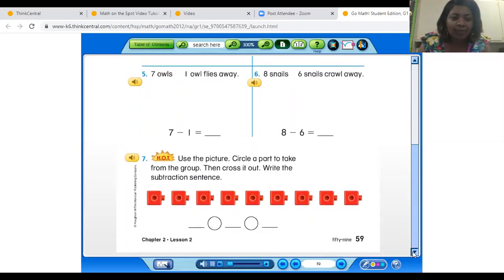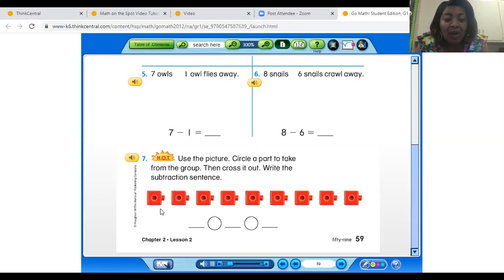Let's look at the hot problem. I want you to make up your own, and then I want you to write the subtraction sentence. So let's see. 1, 2, 3, 4, 5, 6, 7, 8, 9. There are 9 of those cubes. So I'm going to write 9 right here. I'm taking away because I'm writing a subtraction sentence, so I need to put my minus sign here. 9 minus, I think I'll just take away 1. 9 minus 1 equals, if I put an X on one of these, 9 minus 1 is equal to 8.